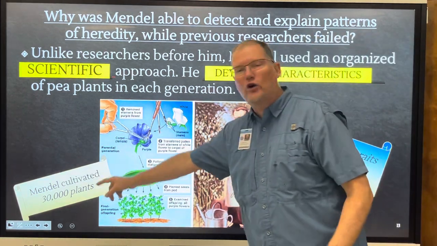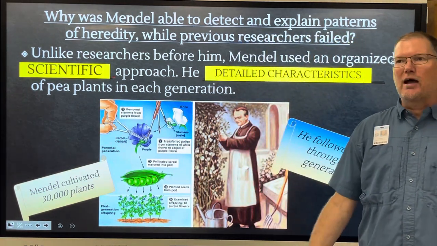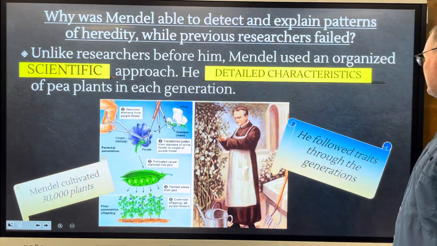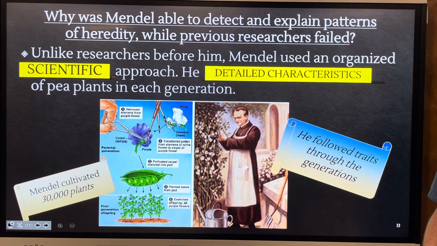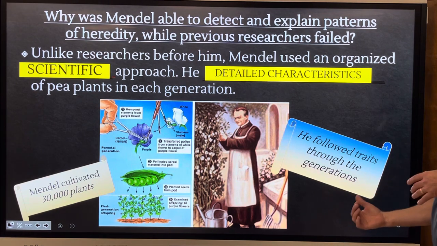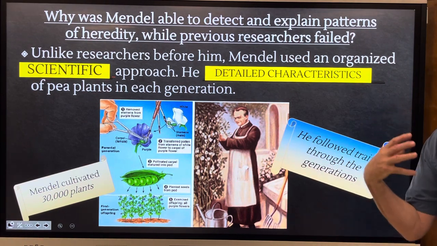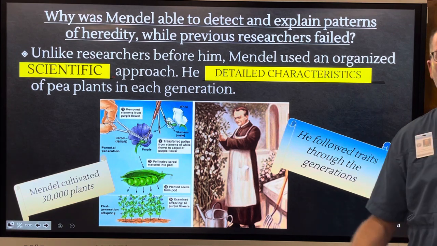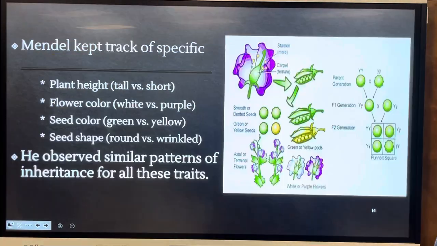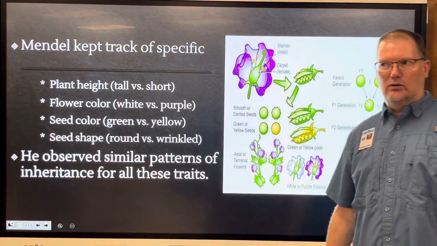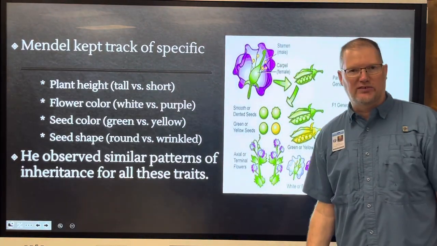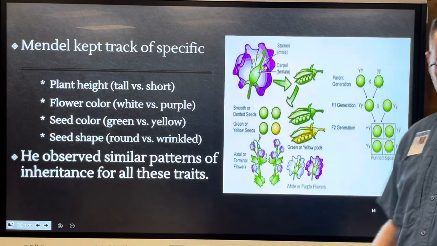He cultivated 30,000 plants. Think about how long it would take to do that, right? He followed the traits through the generations in order to determine, oh, this is what I keep getting, so this must be fact, okay? Unfortunately, his information got lost for about 75 years. We'll talk about that in a little while.